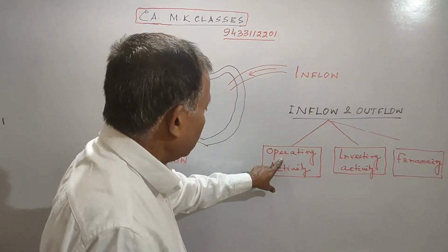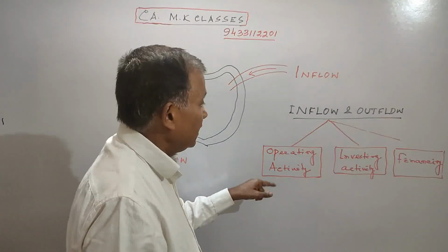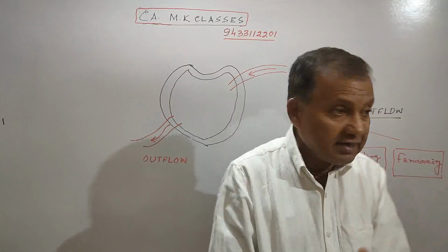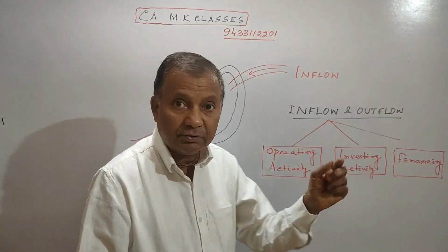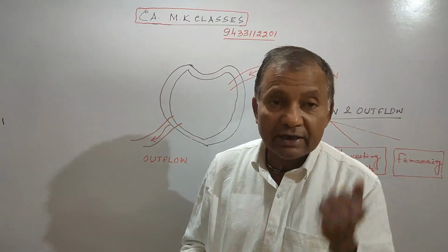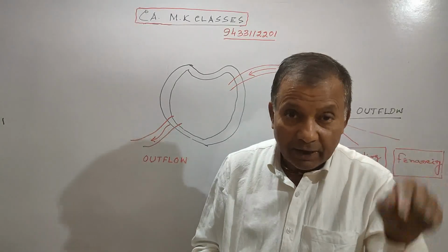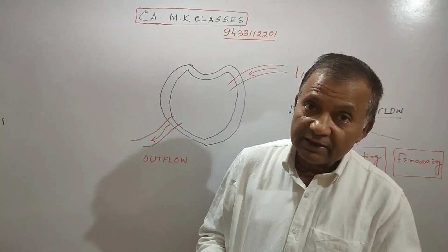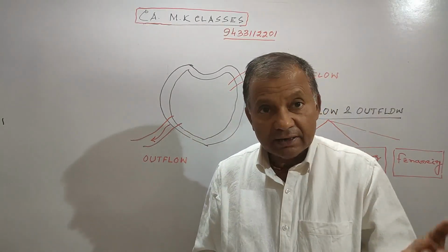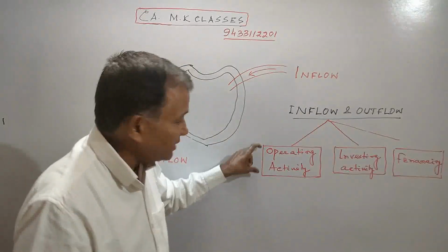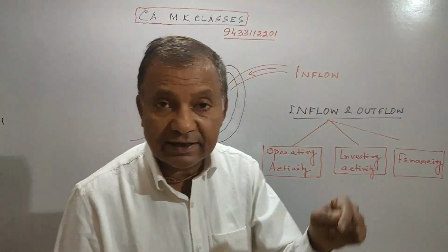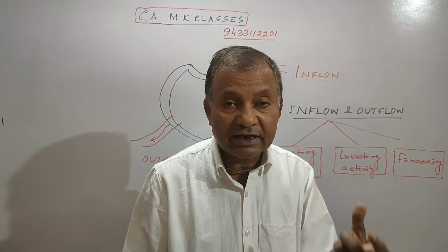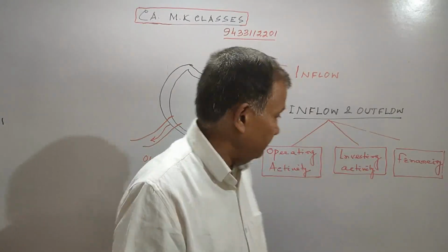One is your operating activity, that is the day-to-day operation of the business. Generally, this is concerned with money collection from debtors, payment to creditors, wages payment, and any other expenses payment. This relates to the change in current asset and current liability items. These are all current in nature, your day-to-day activity.